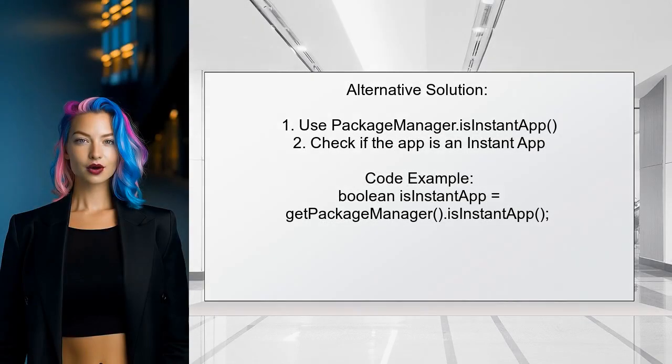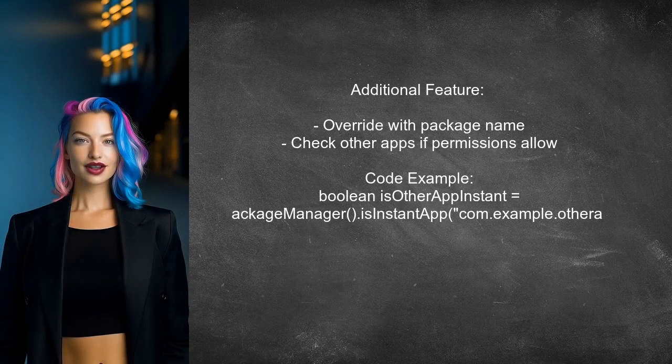An alternative solution provided by another user is to use the PackageManager.isInstantApp method. This method allows you to check if your app is running as an Instant App at runtime. Additionally, this method has an override that accepts a package name as a string, enabling you to check other apps if you have the necessary permissions.